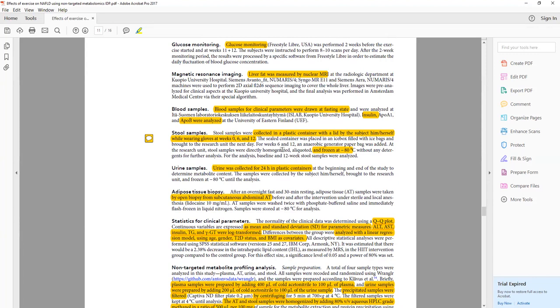Stool samples were collected in a plastic container with a lid by the subject themselves while wearing gloves. I agree. You wouldn't want someone else to collect that, so they collected it themselves at week 0, 6, and 12. So week 0 refers to when the study started, but no exercise was done yet. Exercise was just started after week 0. So that's the before sample. 12 is the after sample. 6 is the in the middle sample. So it was a time-dependent collection there.